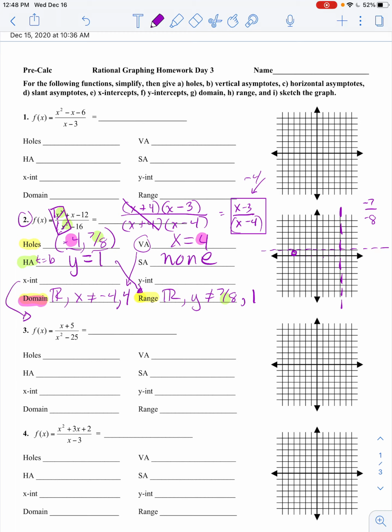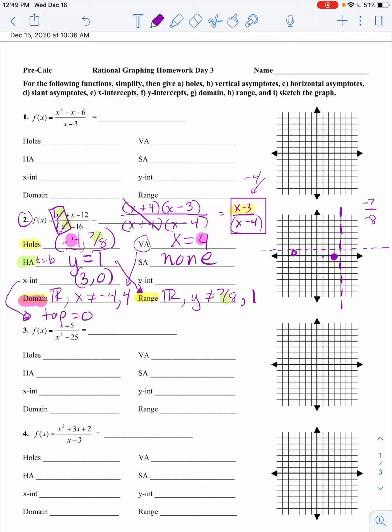Looking at my chart, x-intercepts are found by setting the top equal to 0. So go up here, take a look at the top, x minus 3. When will that be 0? Well, when x is 3. So at 3 for an x value, I'll get a 0 for the y, which means that here at 3, that's one spot that my graph is going to cross the x-axis.